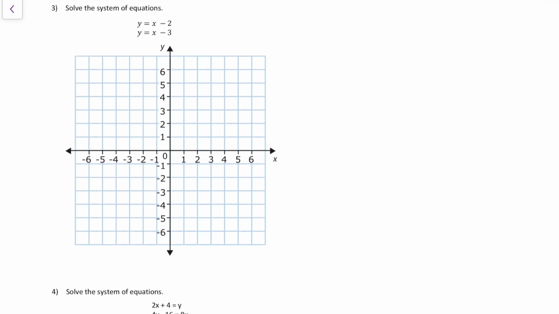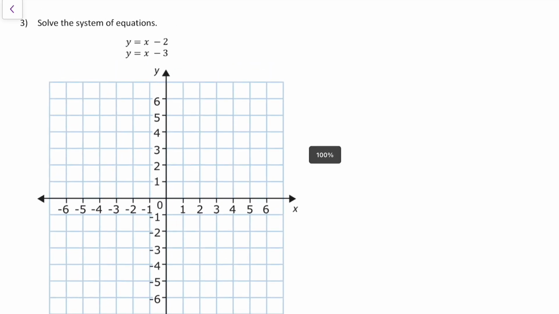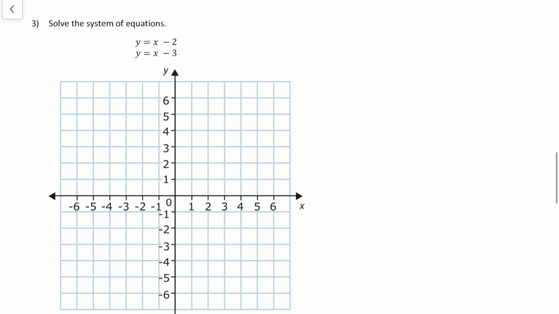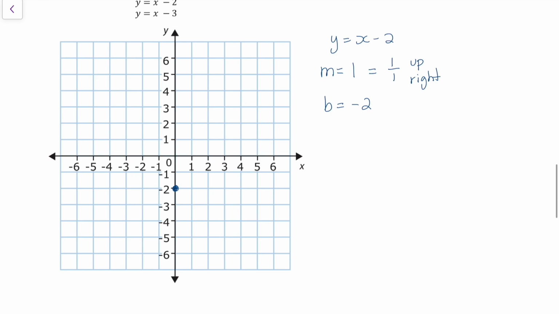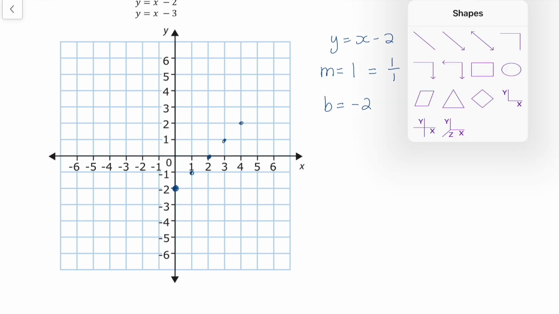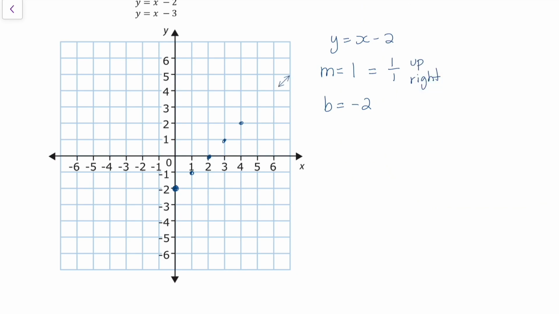Okay, let's take a look at this one. So I have the equation y equals x minus 2. So my slope is 1. Again, remember that's the same as 1 over 1, or we can say 1 up and 1 to the right. And my y-intercept is -2. So I'm going to start at -2. And I'm going to go 1 up, 1 over, 1 up, 1 over in order to graph my line.